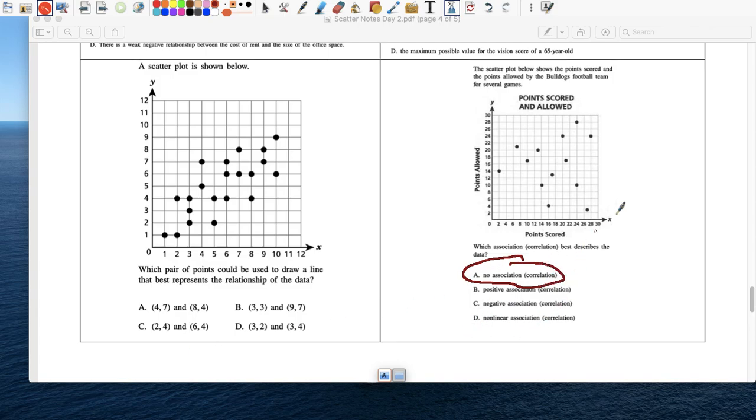It's non-linear. Non-linear would be something like this, right? Something like that. So this one is definitely not negative. It's definitely not positive. So the only choice here would be A, no association. Okay, that's that.